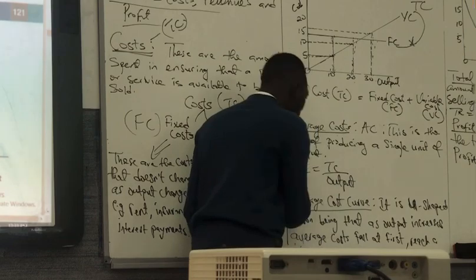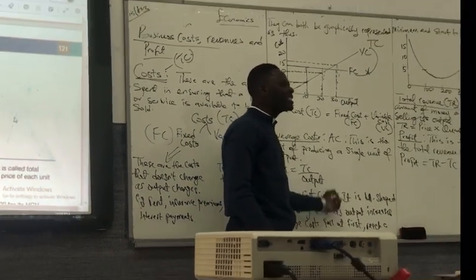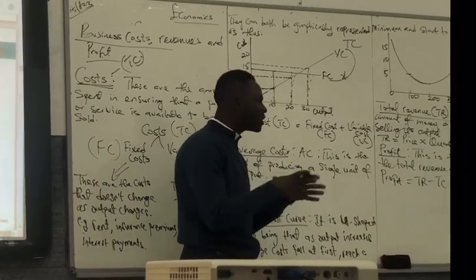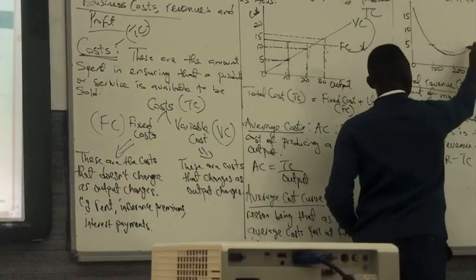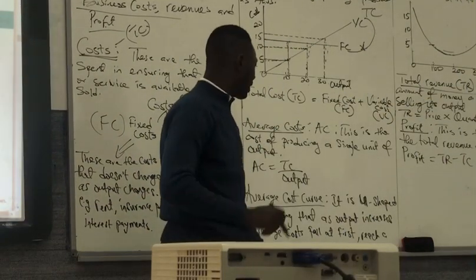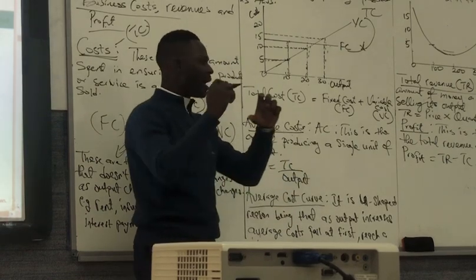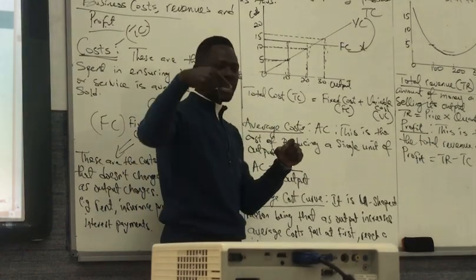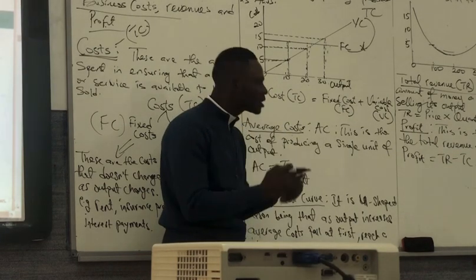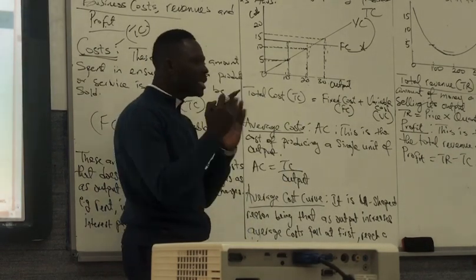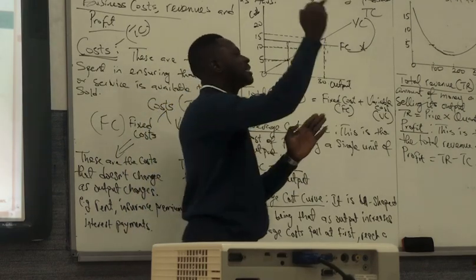Then go to the average cost curve. The average cost curve is a graph that represents the average cost of production. So it is always what? U-shaped. Why is it U-shaped? It is U-shaped because as we increase our output, please be here, as we increase our output, the average cost will first fall to reach a minimum where it starts increasing again.